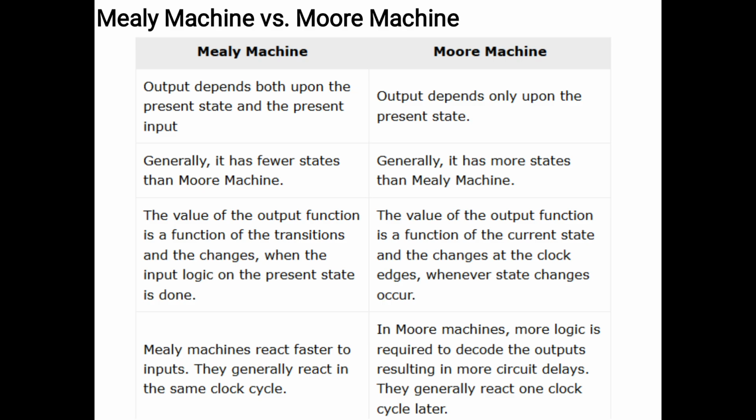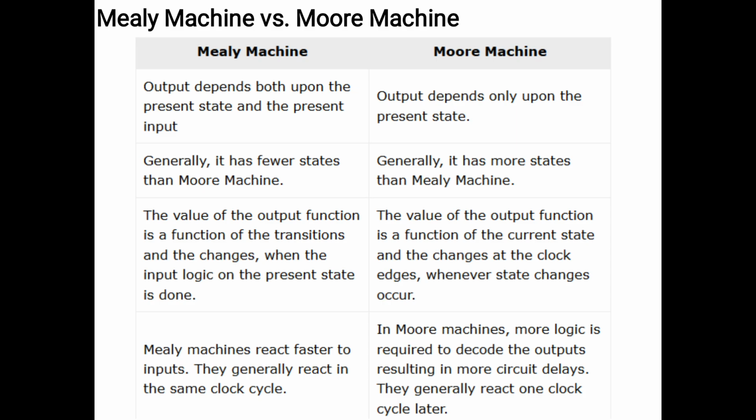In Mealy machine, the output depends upon both the present state and the present input, whereas in Moore machine, the output depends on the present state alone. Mealy machine has fewer states, whereas Moore machine has more states than Mealy machine. The value of the output function is a function of the transitions and the changes when the input logic on the present state is done in the case of a Mealy machine.